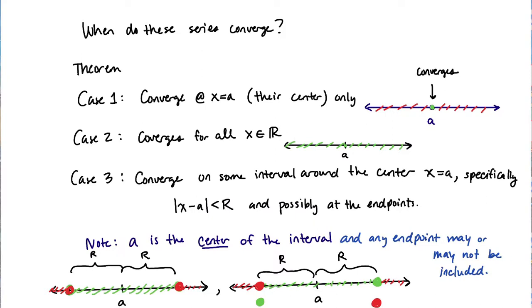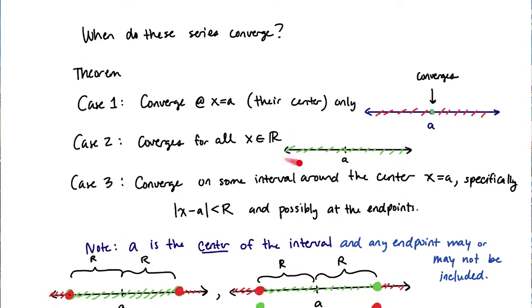So case 1, a power series can converge only at its center. So its convergence would look like this. Picture here. Converges in green at just a, and then it is divergent for all other x values. So if I plug in any x that is not the center, it's divergent. Case number 2, your power series converges no matter what x value I plug in.